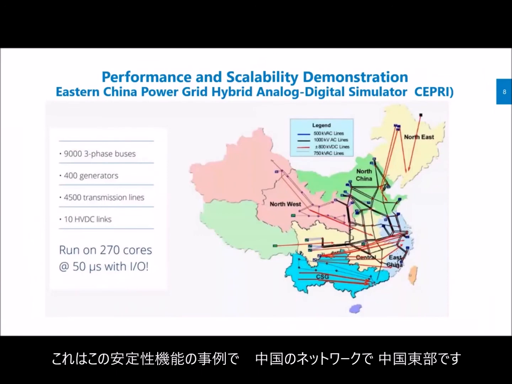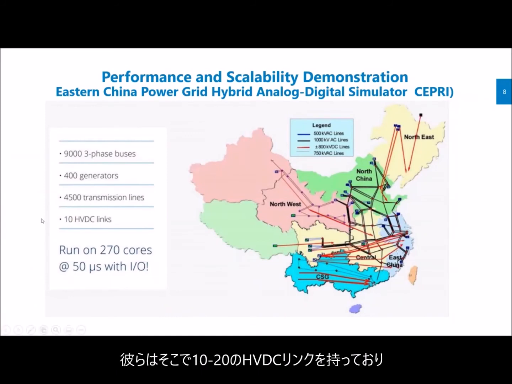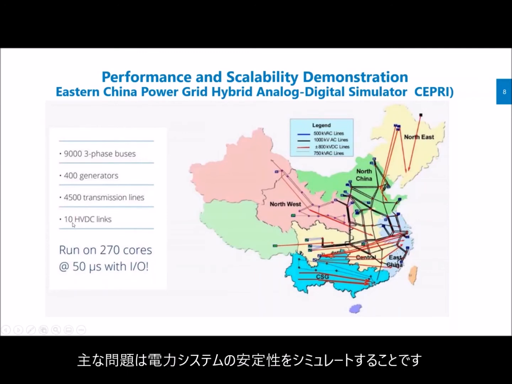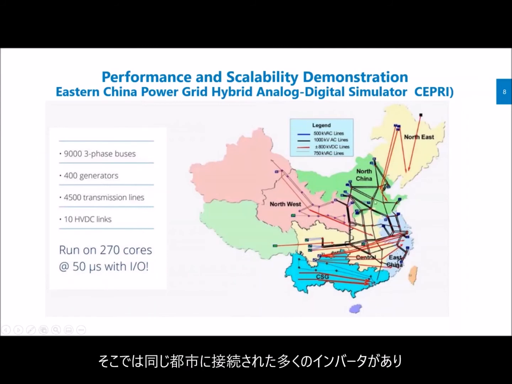So this is an example of the scalability here. This is the China network, the eastern side of China, where they have 10 to 20 HVDC links, and their main problem here is that if they want to simulate to evaluate the stability of their power system, you have many inverters connected to the same cities.